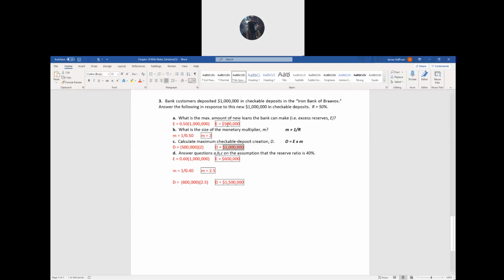Okay, so the one bank that lends out the 500,000 can result in up to $1 million created in the total banking sector.